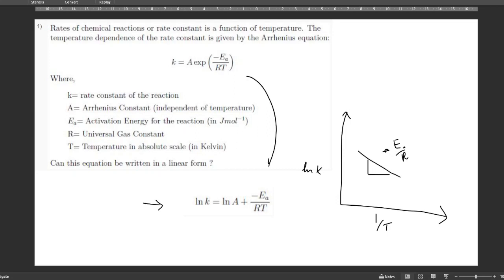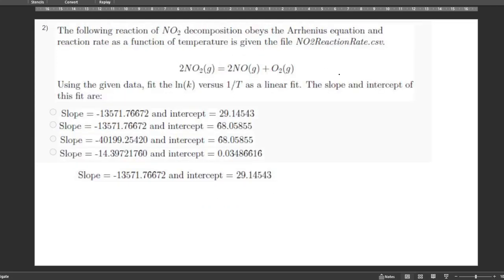So let's solve the second question. The issue with the second question is that the data set is not given. They have mentioned a reaction rate CSV, but the CSV file is not given. So this problem cannot be solved without the file. Instead, this second question acts as the input to the third question. So let's take the solution from this. The solution given for the second question is that the slope is equal to minus 13,571.76 and the intercept is 29.14. So take this as input for the third question.